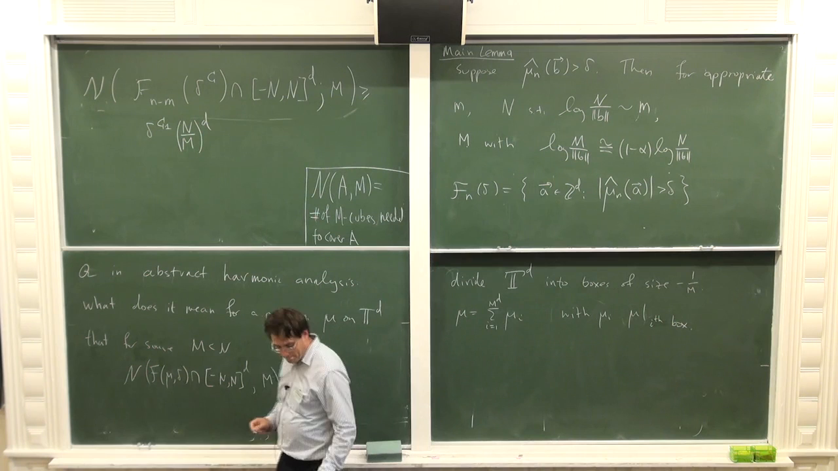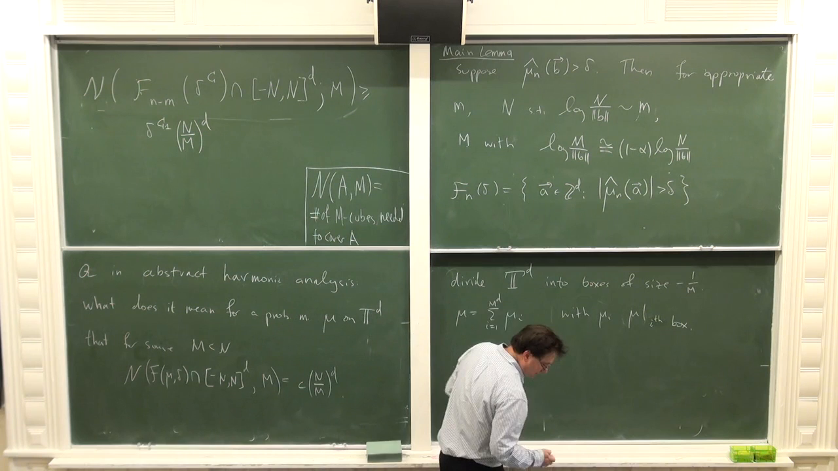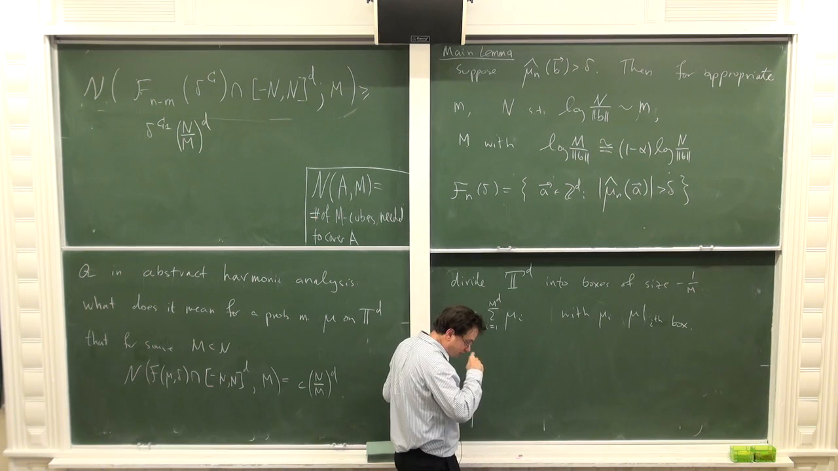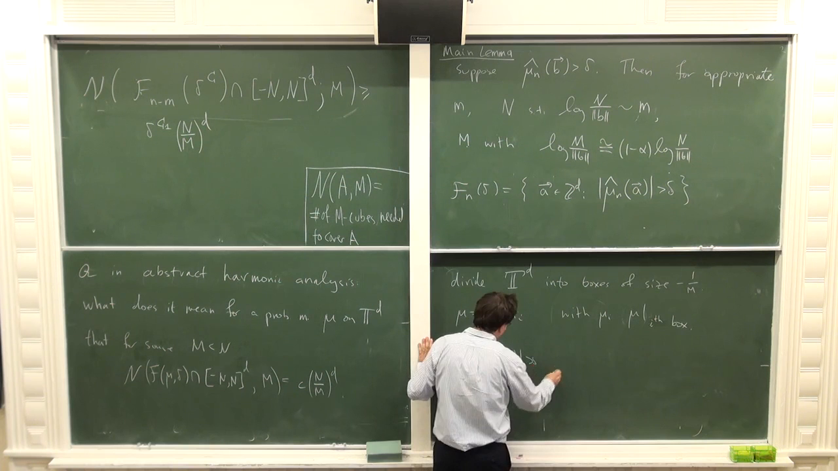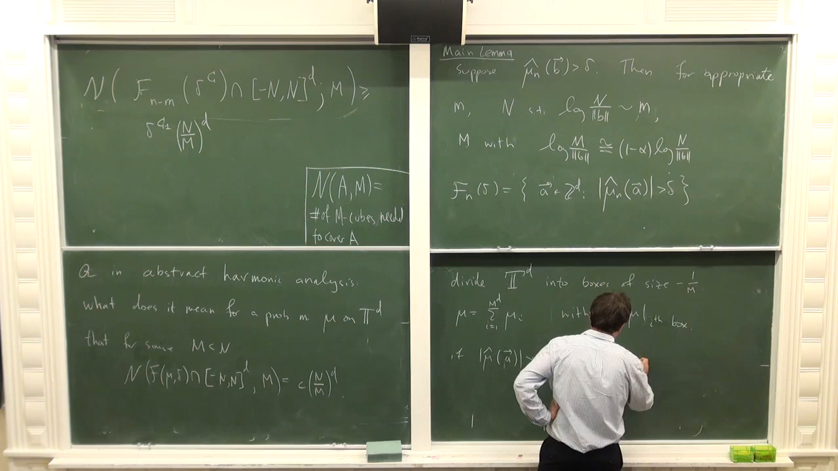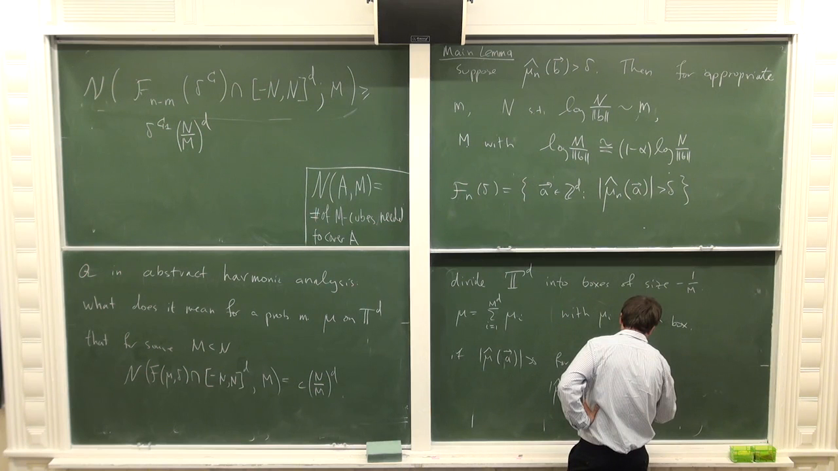Now, if I have a big Fourier coefficient for some B or some A, then for many of the i's, the Fourier transform of mu_i at A should be bigger than delta times mu_i of the appropriate box, which is the total measure of mu_i. So I would have many.